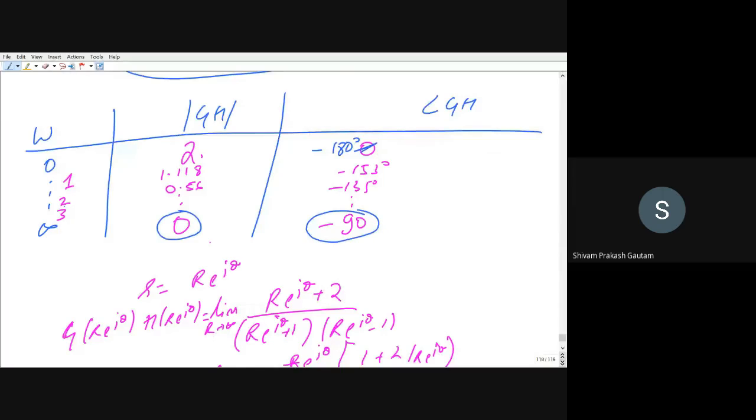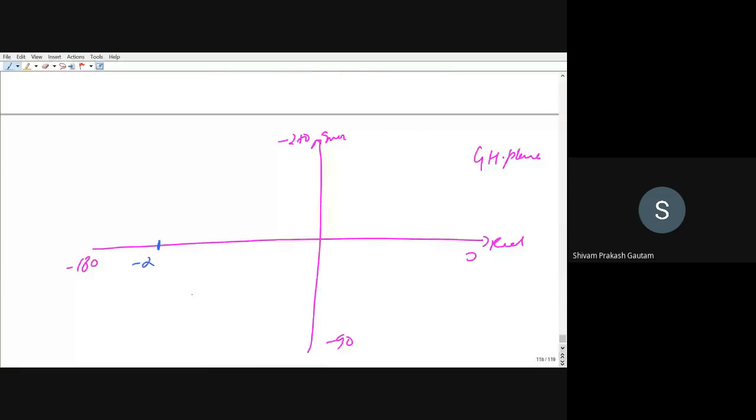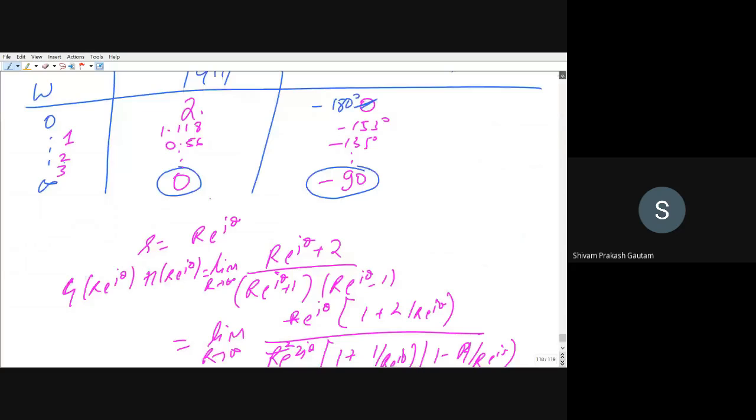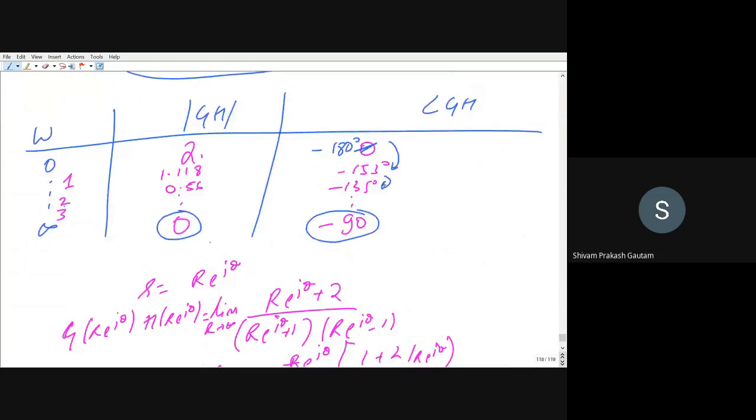So this is at omega is equal to 0 plus. When you're increasing frequency, it is going downwards. Why is it going downwards? You can see, from minus 180 degree, it is going to minus 153 degree, then minus 135 degree, finally it is going to minus 90. So that means it will go downwards and its magnitude is also reducing and finally it will reduce to 0. That means it is at the origin. And minus 90 is, you can see, the below line.